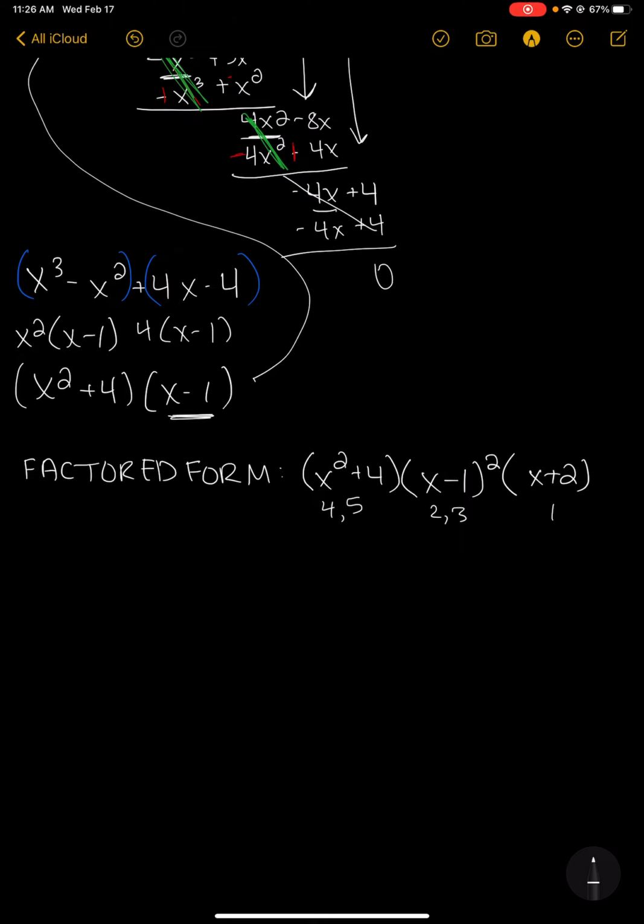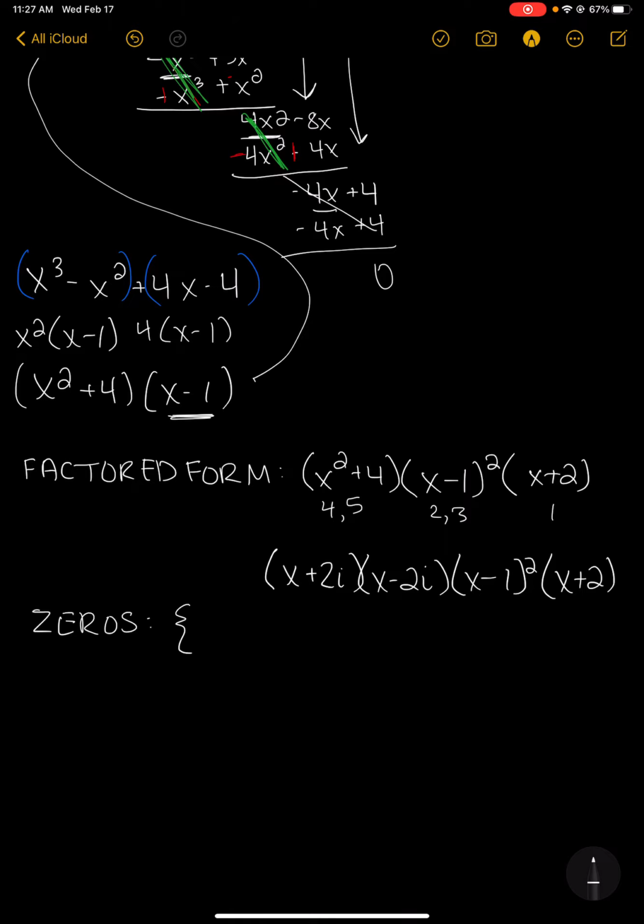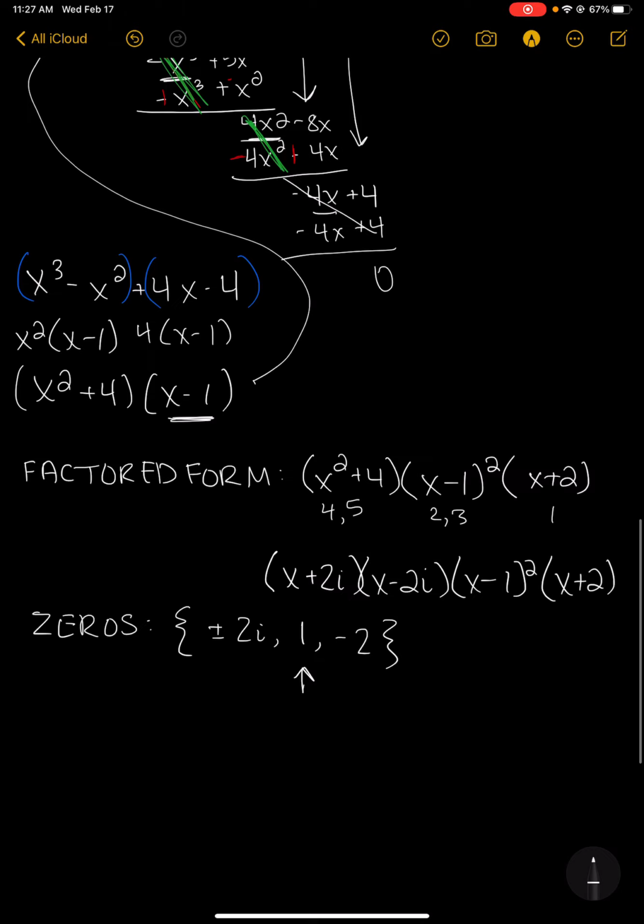So x squared tells me I've got 2. So really the full factored form would be x plus 2i, x minus 2i, x minus 1 squared times x plus 2. And so also my zeros, if we list them out, would be plus or minus 2i, 1, and negative 2. When you list out that 1, go ahead and notate that it's a double root. You know that it occurs twice.